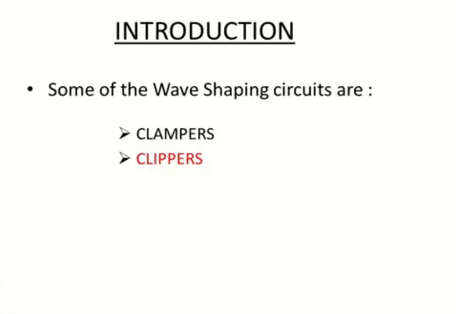So what are wave shaping circuits? Wave shaping circuits are the circuits which are used to create or modify time varying signals such as voltage or current with the help of some electronic circuits or electronic devices. These devices can be active devices and/or passive devices. Some of the wave shaping circuits are clampers, clippers, etc. And here we are going to discuss the clippers.